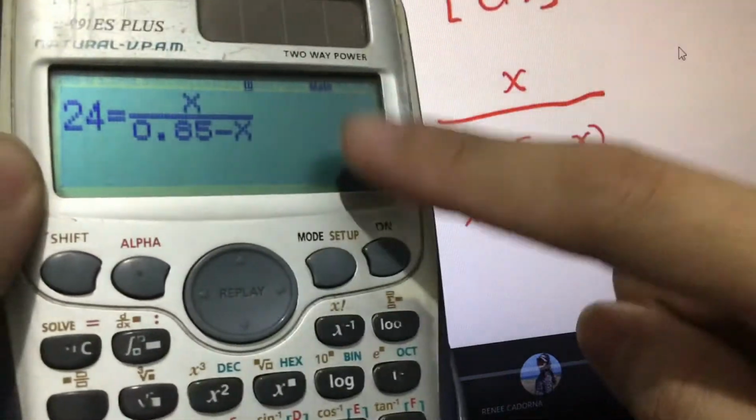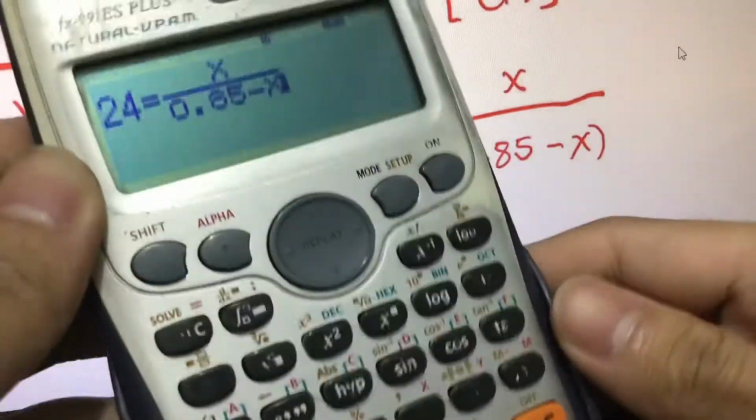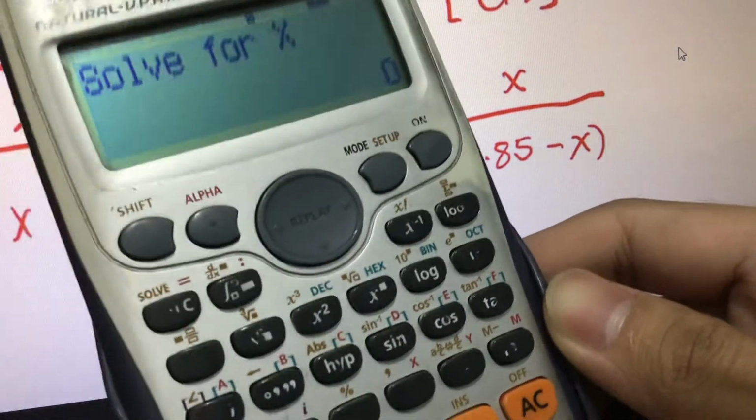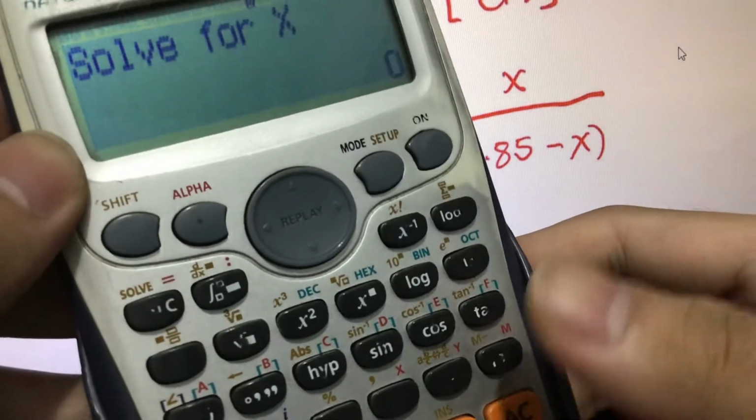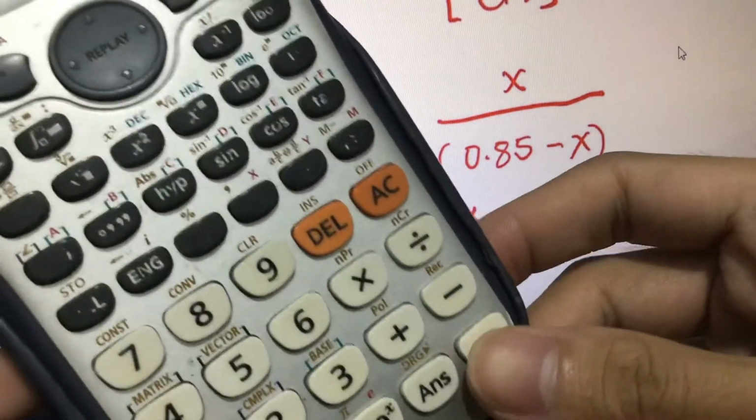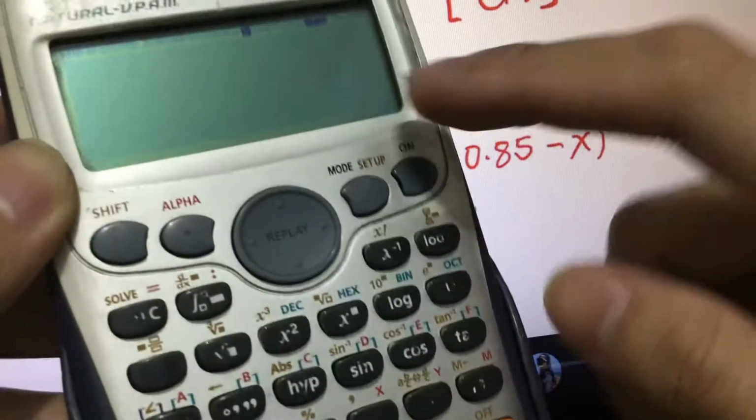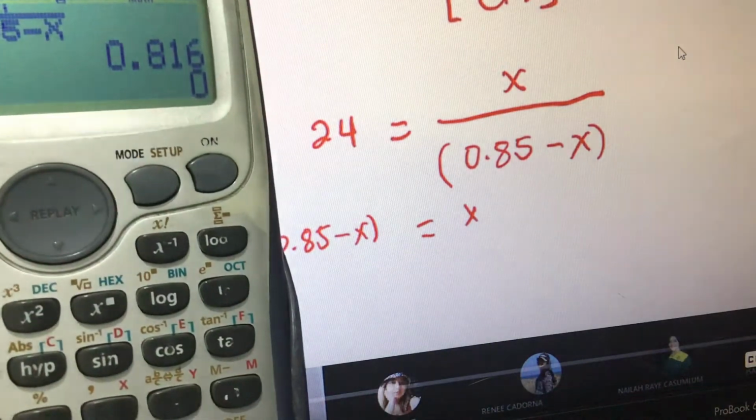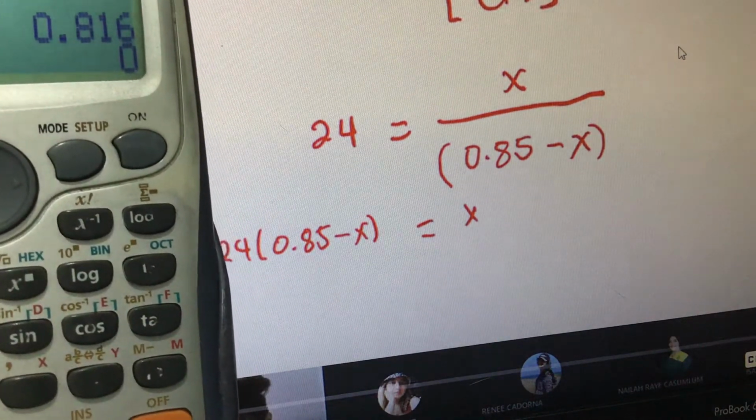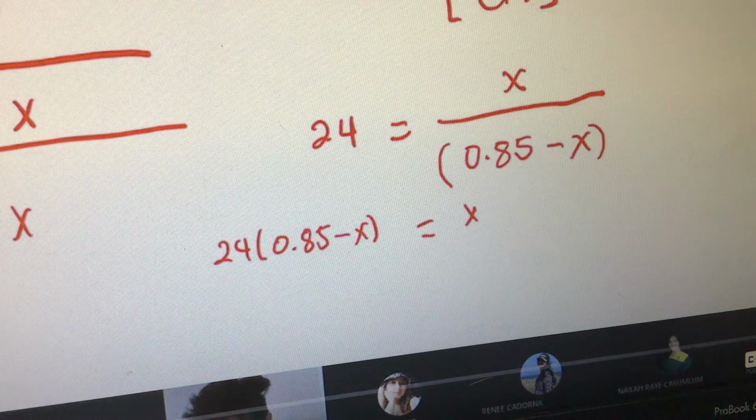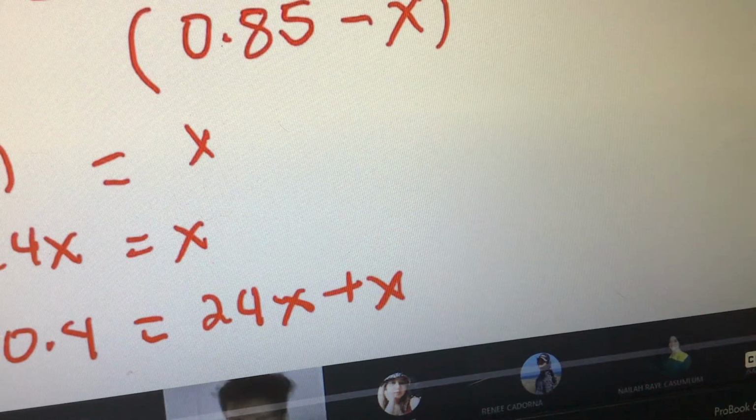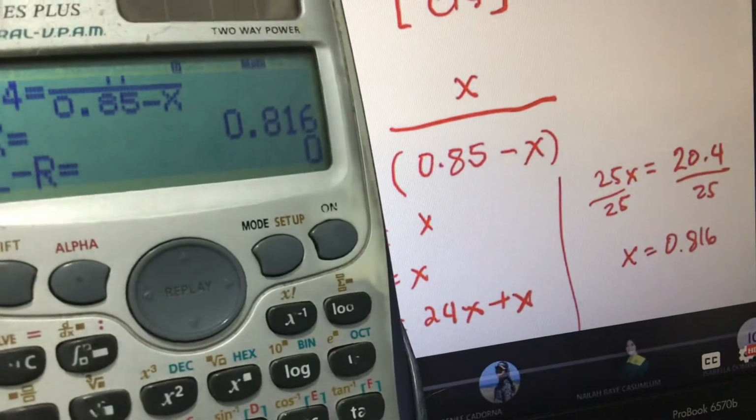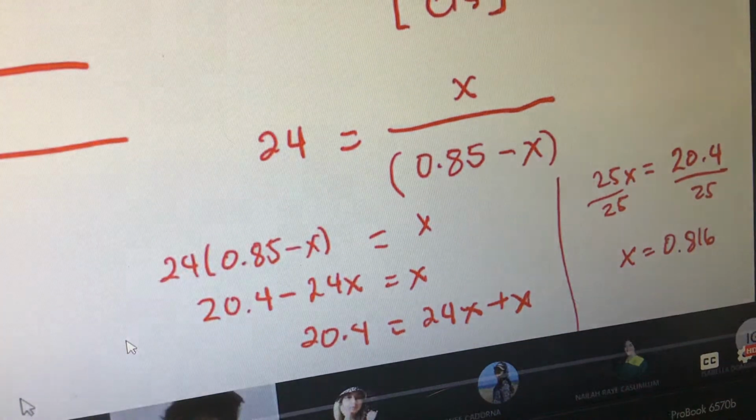Once you have the equation written in your calculator, you can now solve for the value of x. You just press shift, then you press solve. It will tell you that it will solve for the value of x. Just press the equal sign at the bottom. It will give you 0.816, and that is the value of x that we were able to calculate in this problem. So we obtained that the value of x is 0.816.